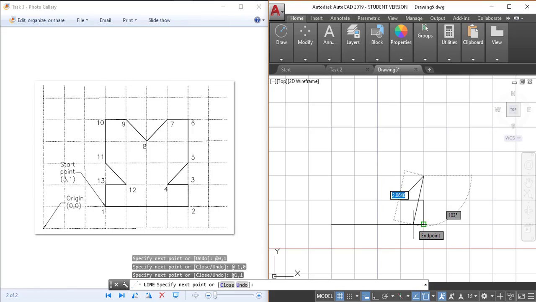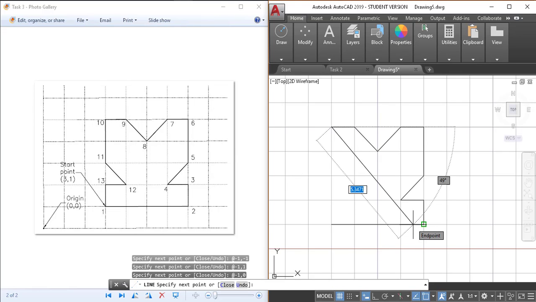For point 6 we have to move 2 units in y-axis and 0 units in x-axis, so it will be 0, 2. For point 7 we have to move -1 unit in x-axis and 0 units in y-axis, so coordinates will be -1, 0. For point 8 we have to move -1 unit in x-axis and -1 unit in y-axis, so coordinates will be -1, -1. For point 9 we have to move -1 in x-axis and 1 in y-axis. For point 10 we have to move -1 in x-axis and 0 in y-axis.